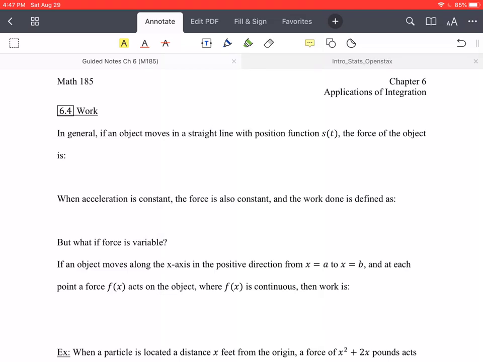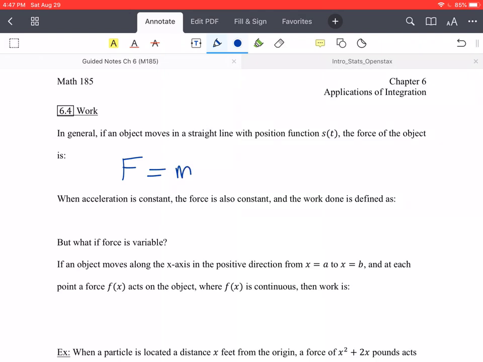Now we're in section 6.4, talking about another application of integration that we're just going to touch on a little bit here, and that is work. So, in general, if an object moves in a straight line with position function s of t, the force of the object is denoted with the letter F.